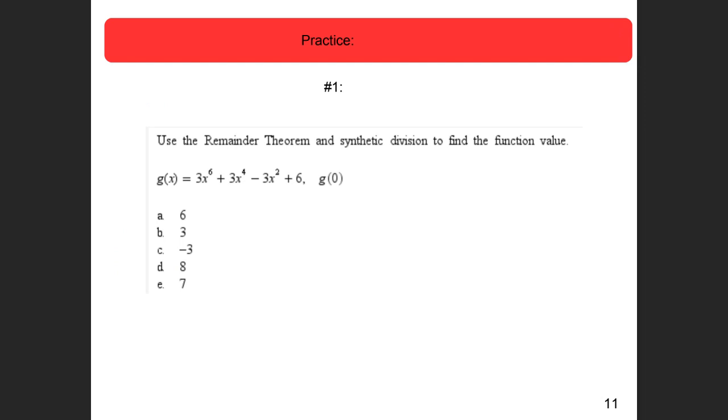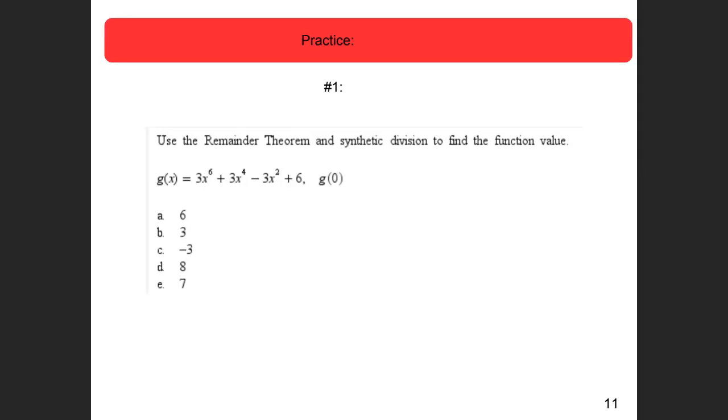Okay, so this is the first practice problem for this week. It says use the remainder theorem and synthetic division to find the function's value. So it wants to know what g of 0 is equal to. Now, would I use synthetic division to do this? Are you kidding? If you put 0 in here, 0, 0, 0, your answer is going to be 6. Would I use synthetic division? No, I would not. But let's try synthetic division, see if we get the same answer.